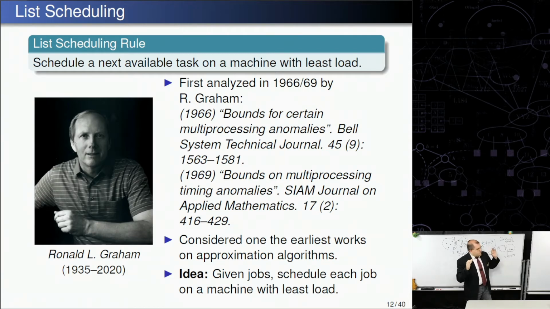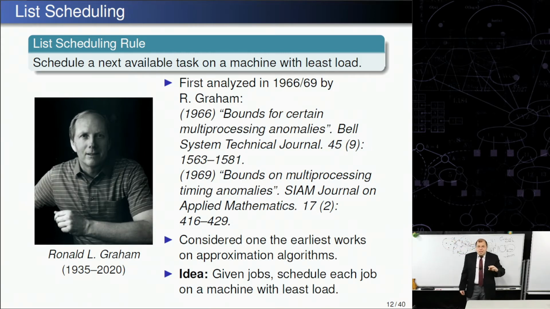So here's all it is: you're just going to schedule the next available task on a machine with least load. It's nice and simple. Notice I don't say anything about the order in which I do it. I'm given a job, and all I have to do is schedule it to a machine with least load. It's really that simple. So when I say load, what do I mean?